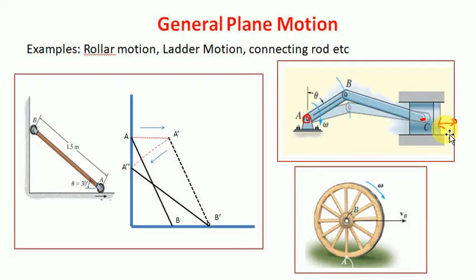So this is undergoing pure translation. Now we can see this connecting rod has one end attached to the crank and one end attached to the piston. So the end attached to the crank will always be under pure rotation, and the end attached to the piston will always be under pure translation. So this link BC will always undergo the sum of translation and rotation. So this is how we can analyze that it is under general plane motion.